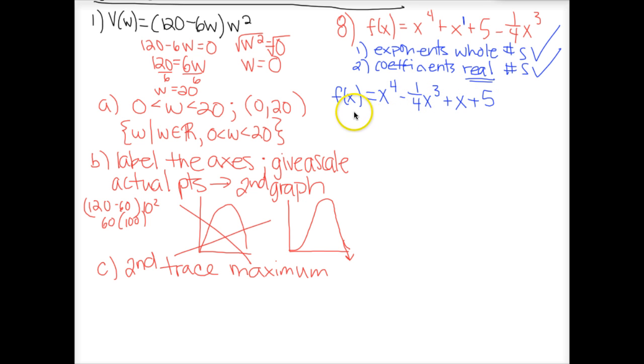Then it asks you to state the degree. Remember, the degree is the highest exponent that you see, so that would be 4. And then it asks you to state the leading coefficient. So the leading coefficient, remember, is the coefficient that comes first when it's in standard form. So here's standard form. The first coefficient is an understood 1. So the leading coefficient is 1 there.